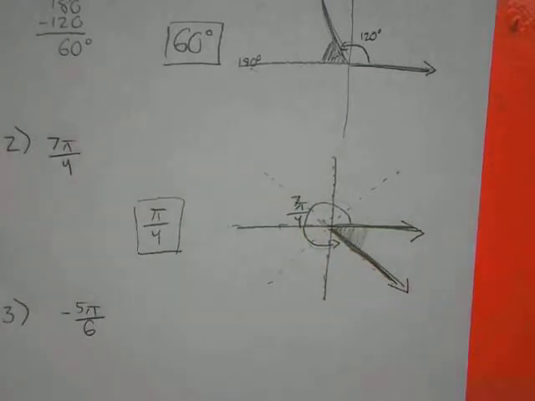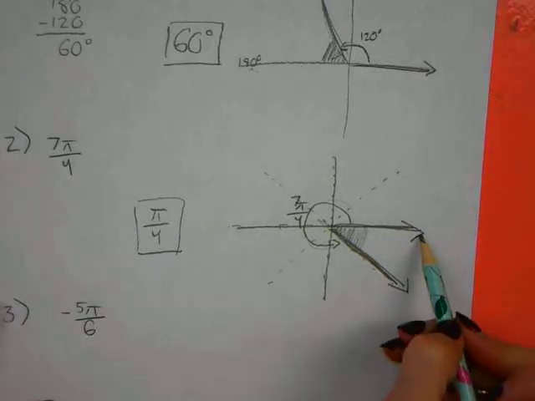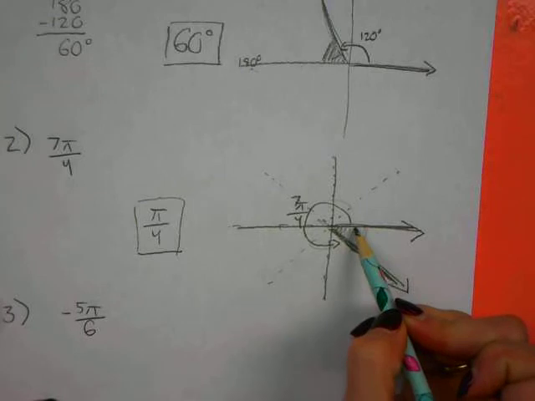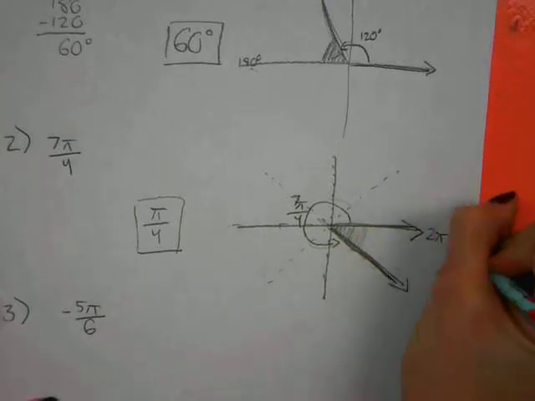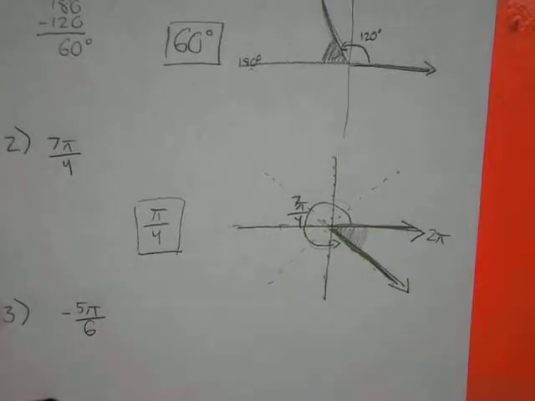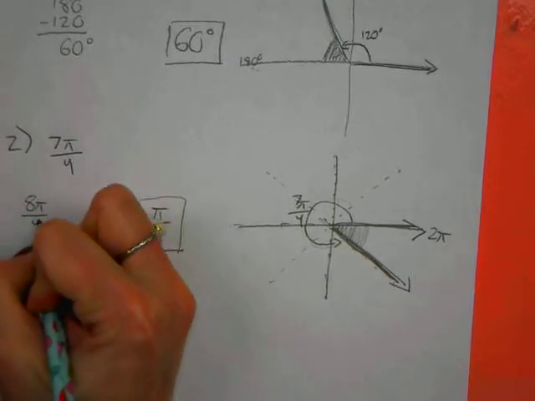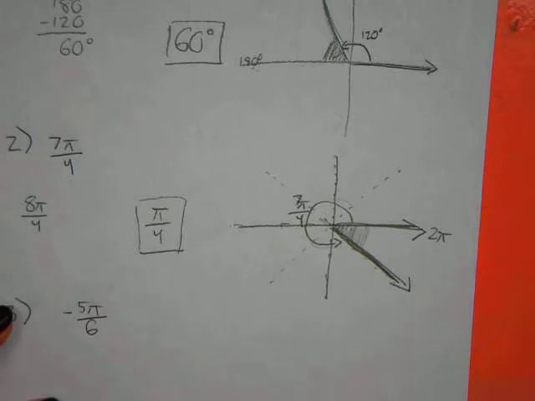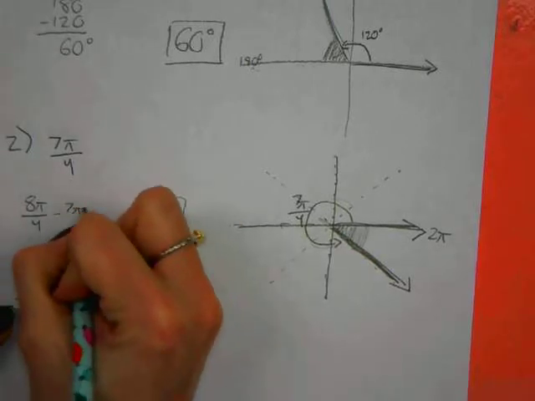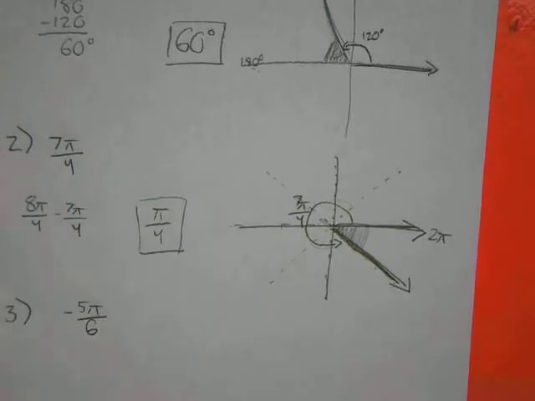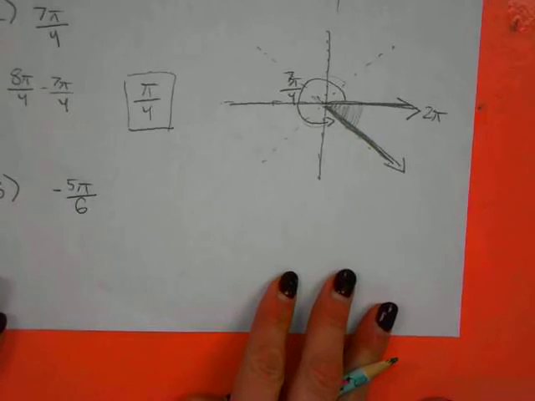If you would like to actually calculate that, or if it helps you to show your work, you could think about this as a full 2 pi. If you want to write that with a common denominator, 2 pi would be equal to 8 pi over 4. So you could take that total 8 pi over 4 and take out 7 pi over 4 to get 1 pi over 4. So you can either just visually think about it, or you can show your work for that. All right, let's think about this last one.